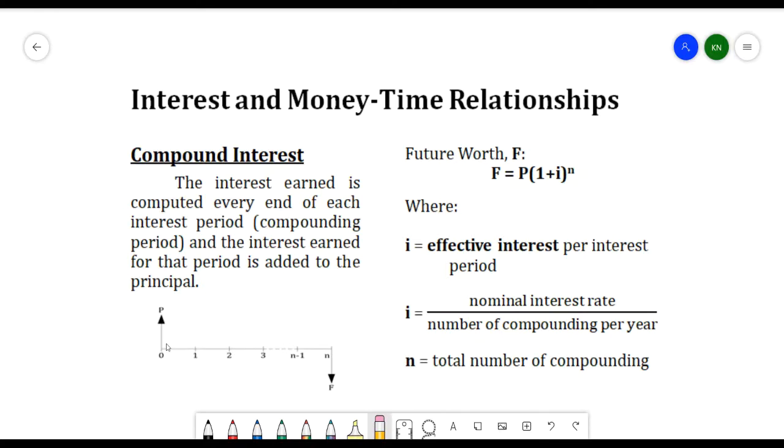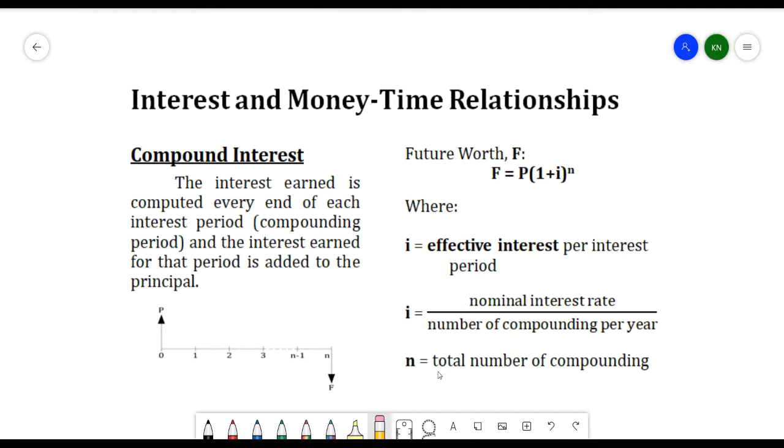And for the future worth, we have this formula where F is equivalent to P multiplied by (1 plus I) raised to N, where P is the present worth or the principal or the present money, and I is the effective interest per interest period, which can also be computed using this formula: the nominal interest rate divided by the number of compounding per year. And N is equivalent to the total number of compounding.